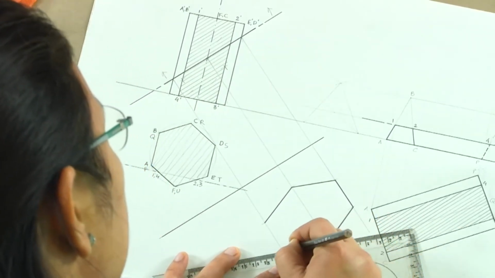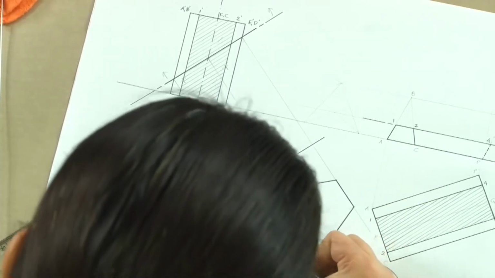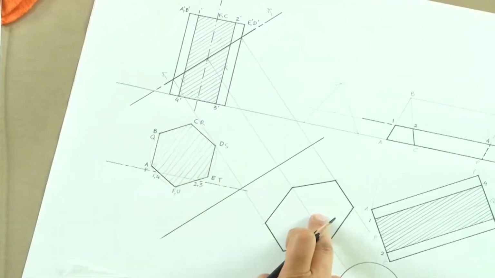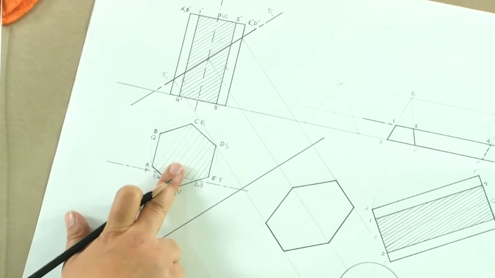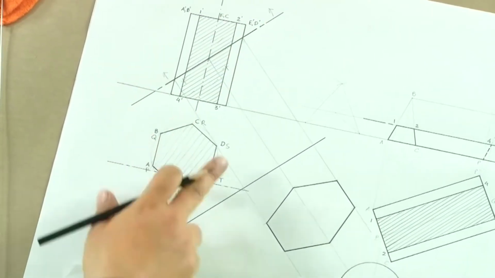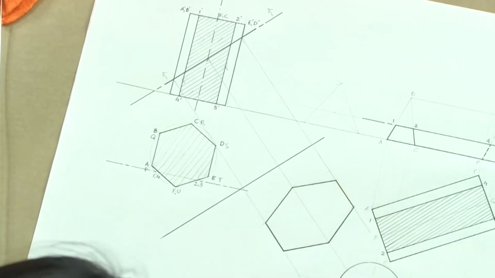What we see here is that when the section plane is not parallel to the axis, we see the shape of the base in section. Here we are seeing the section because we are still seeing it from the top, but it is not the true shape. The true shape is actually this. So, it is a distorted hexagon.